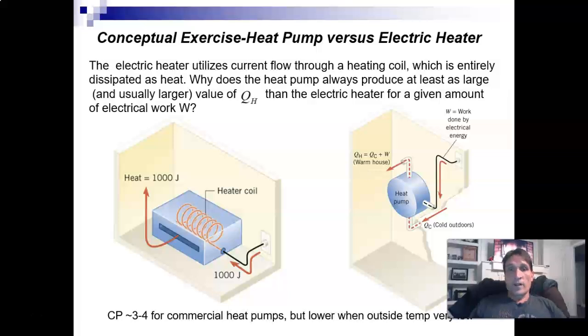As I found out with my $220 electric bill last month, wasn't good.